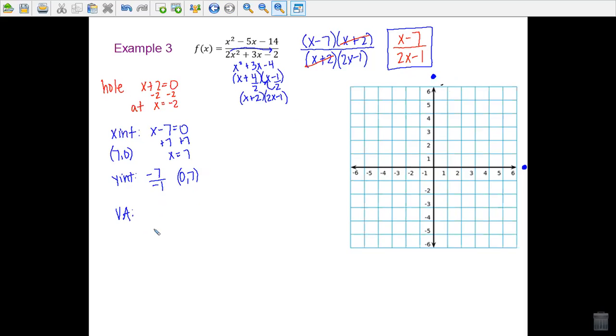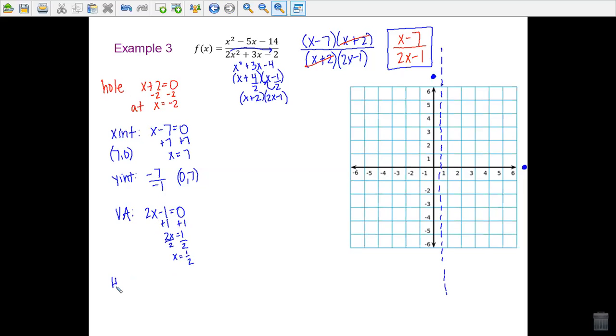Vertical asymptote. Set your denominator equal to 0. And this is just a two-step problem instead of a one-step problem. Nothing wrong with it. Same idea. Set it equal to 0 and solve. So I'm going to add 1 to both sides. So 2x equals 1, and then divide by 2. So I have a vertical asymptote at x equals 1/2. So I'm going to go to 1/2, which is halfway in this first box, and that's where I'm going to put my dotted line. Although it's not going to be super straight.